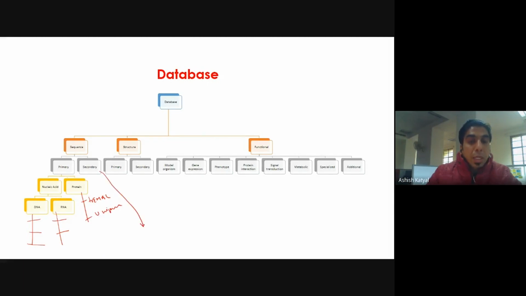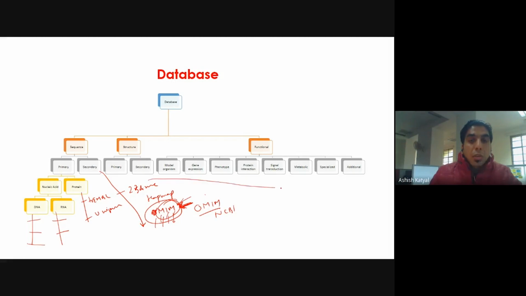There are certain kinds of secondary sequence databases which are filtered forms of the primary databases. These are the 23andMe database, and other than that, HapMap, the haplotype map. Other than that, there is OMIM, Online Mendelian Inheritance in Man. Those diseases that follow a Mendelian pattern in Homo sapiens are covered by OMIM. It is online because it is available online. Earlier it was MIM, Mendelian Inheritance in Man, but right now it is available online, so it is OMIM. It is present at NCBI only.